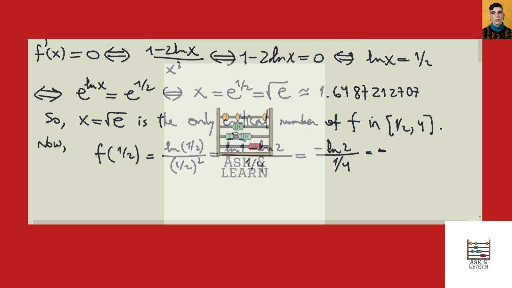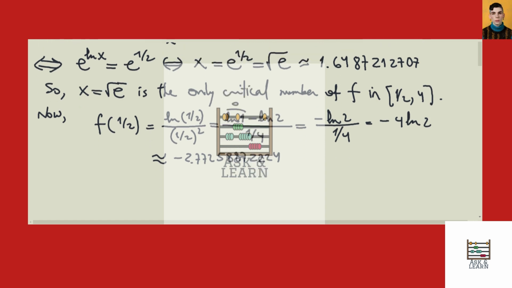That's negative 4 natural logarithm of 2, which is about negative 2.772 5887 2224.